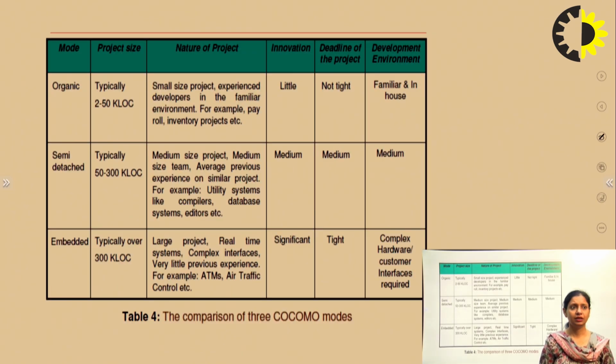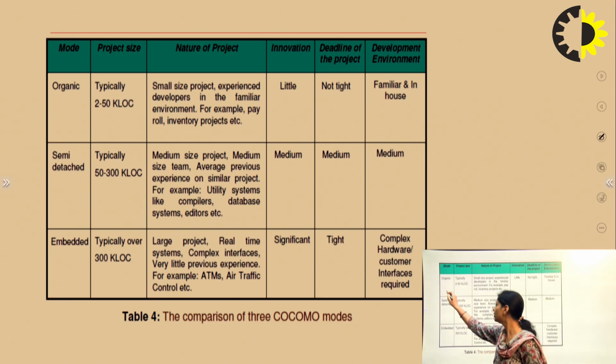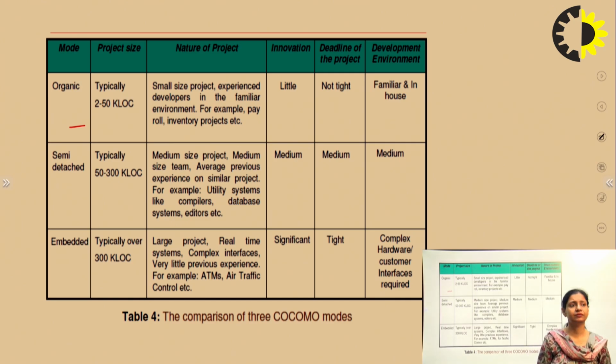So if we look into the comparison, the first one is the organic mode, where we were saying that the project size is small because the team is also of a small size. So here the project size is typically 2 to 50,000 lines of code. LOC talks about the lines of code, K talks about 1000. So it is 2000 to 50,000 lines of code.